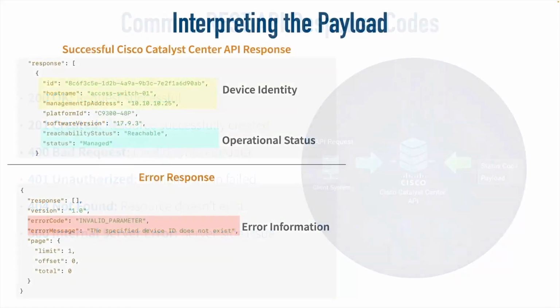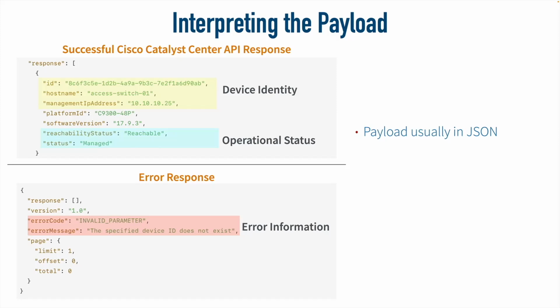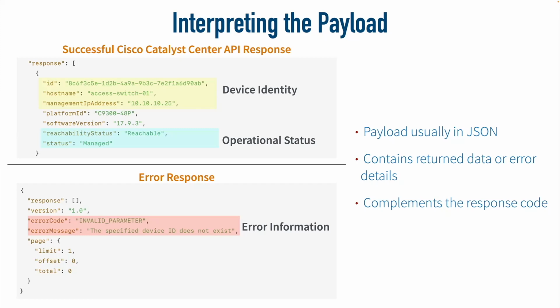And the payload, that's going to provide details behind the response. If the request was successful, the payload might include things like device inventory, interface data, or configuration values. Or if there was an error, the payload might explain why that happened. For example, which field was invalid or which resource couldn't be found.